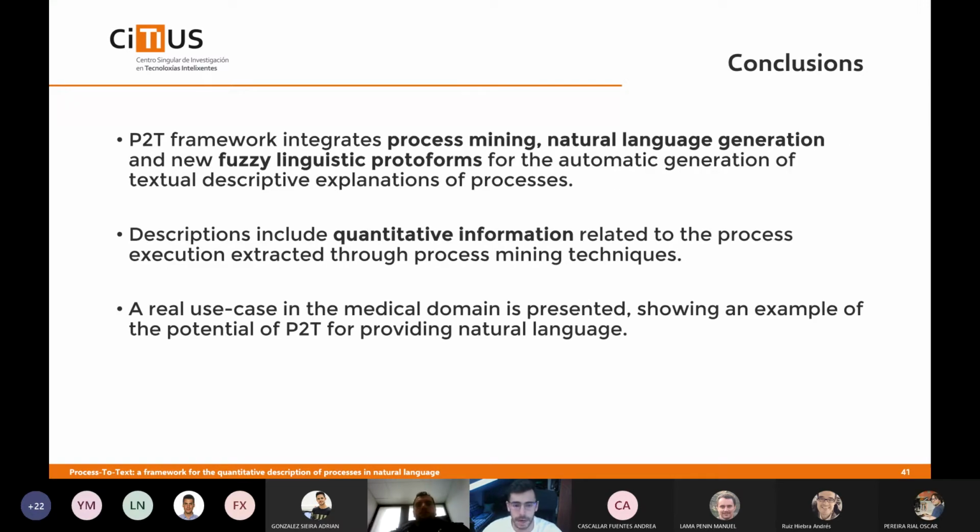So here I have presented the process-to-text framework, which integrates process mining, natural language generation, and new fuzzy linguistic protoforms for the automatic generation of textual descriptive explanations of processes. These descriptions include both quantitative and qualitative information related to the process execution, extracted through process mining techniques. And a real use case in the medical domain has been presented, showing with an example the potential of process-to-text for providing, in this case, natural language explanations addressed to cardiology specialists about consultations and interventions of patients in valvulopathy units.